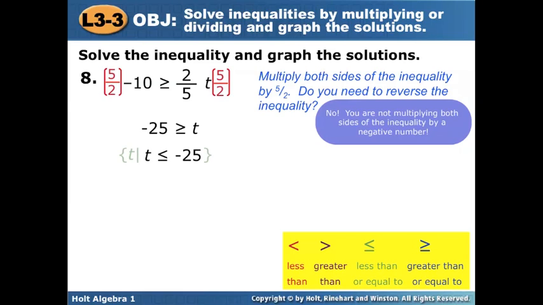We'll need to flip this around in order to write it in correct set notation. Notice the arrow is pointing towards the t, so when we flip it around for our set notation, the arrow should still be pointing towards the t. So our solution is the set of all t such that t is less than or equal to negative 25. Graph the solution on a number line.